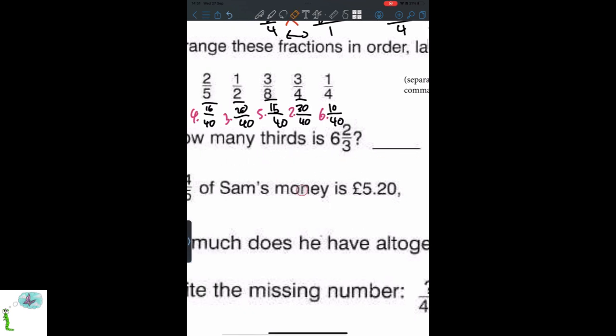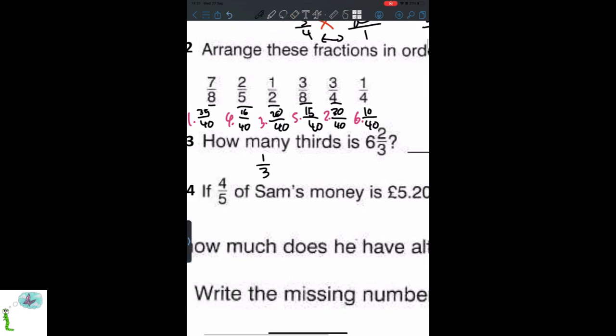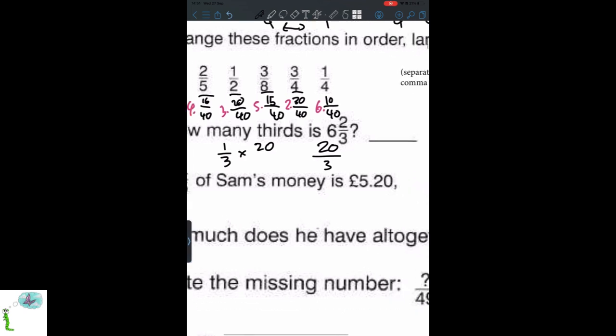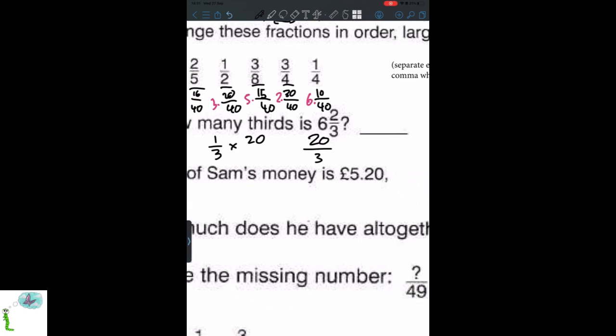And again, you can check that by doing 1 over 3 times 20. And you'll see what you'll get is 20 over 3. And when you simplify that, you're going to get 6 2 over 3.